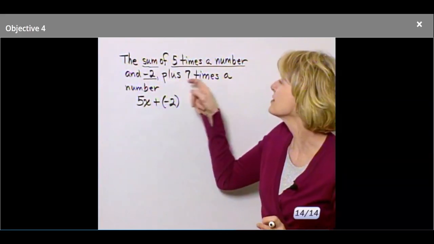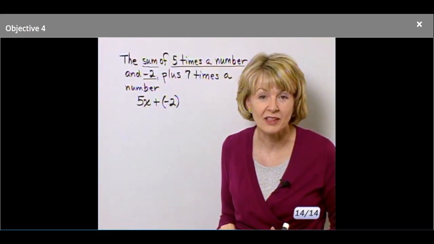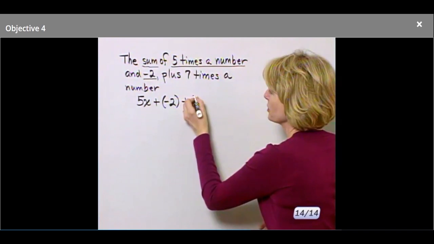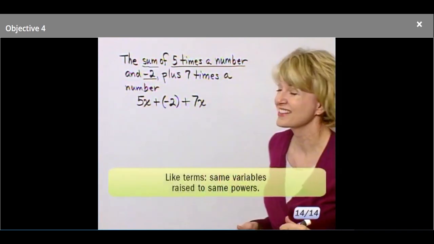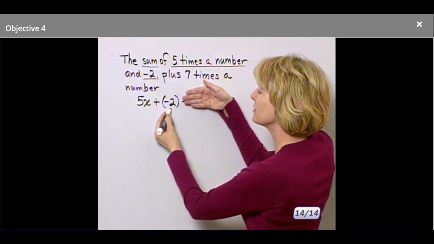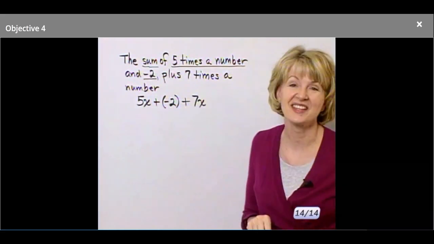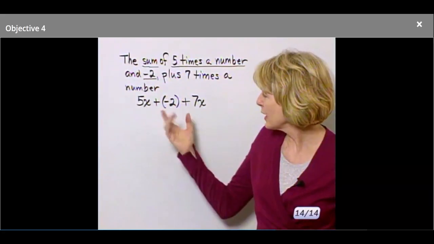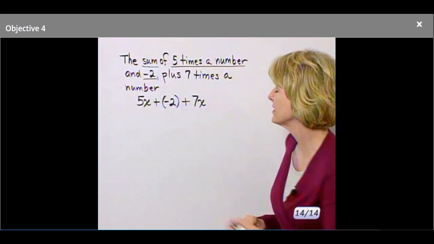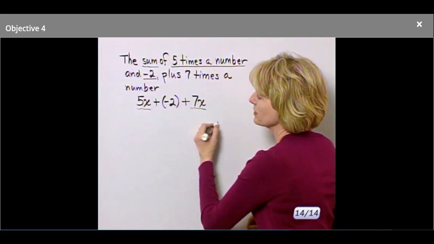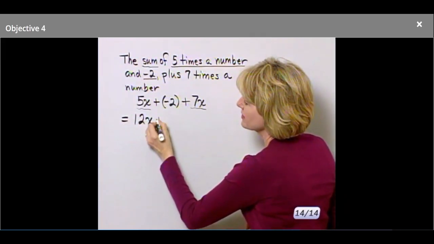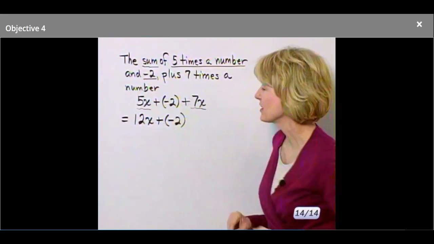And then plus 7 times a number. Plus means addition. 7 times a number is 7 times x, or 7x. So we have the sum of 5 times a number and negative 2 plus 7 times a number. Can we simplify now this expression? The answer is yes, because we have a few like terms. 5x and 7x, that sum is 12x plus negative 2.